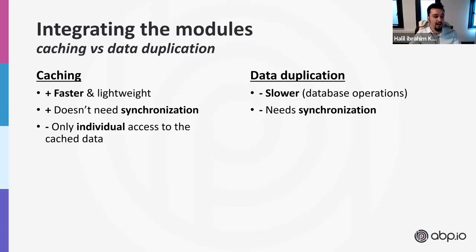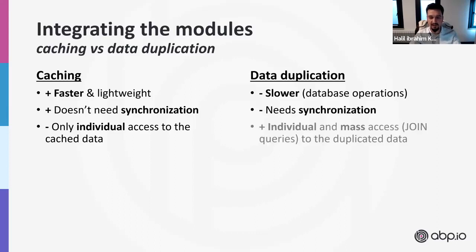With caching, we can only access the cached data individually because we cache with the customer ID, for example. We can only access a single customer at a time. But if we duplicate the data, we can query from our local customers database table, and we can even perform some join queries with the local data.